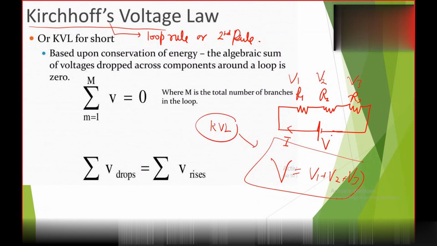यही है कि जितने भी potential drop आपके एक बैटरी के across होगा, whatever be the potential across the terminal of a cell, that would be equal to the potential across each component in a loop. तो इस पूरे loop में जो भी potential drop बैटरी के across होगा, that would be equal to the potential drop across each component in that particular loop, and this is called Kirchhoff voltage law.